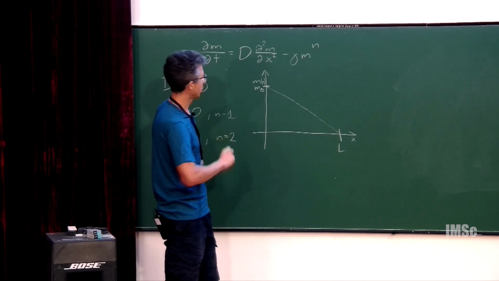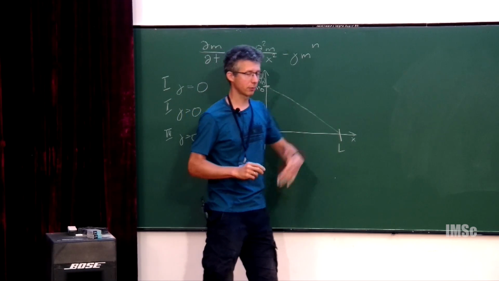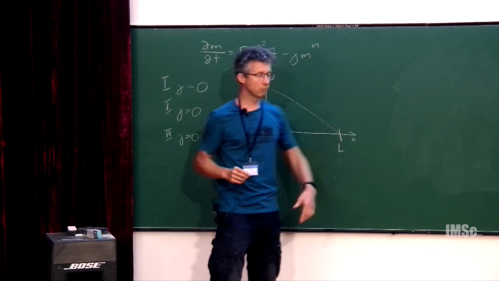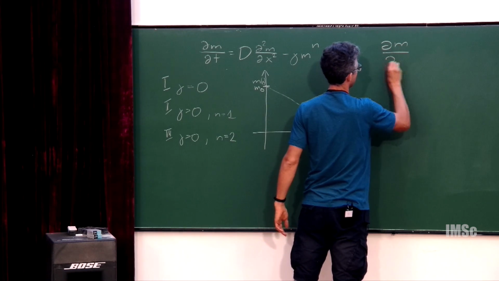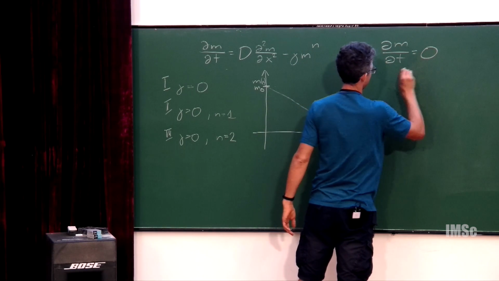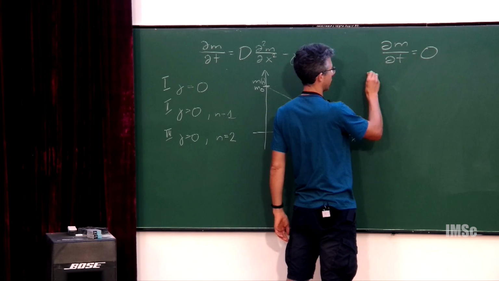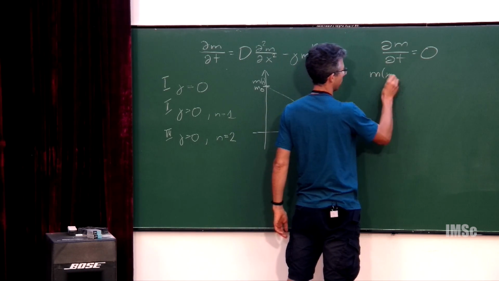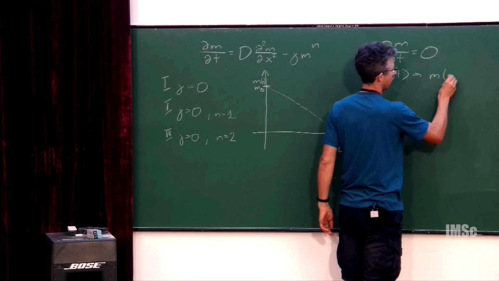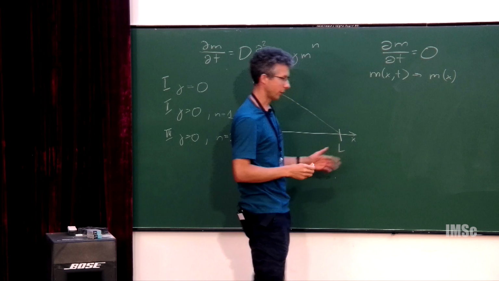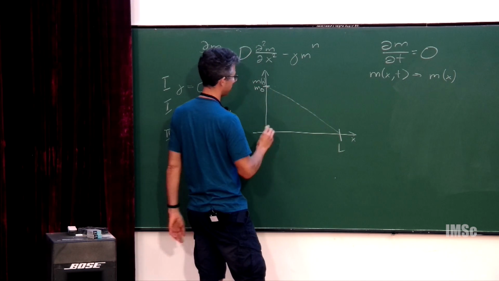So I'm not going to work with the full temporal dependence. We are interested in what happens after a long time. So after a long time, this derivative over time vanishes, so your morphogen profile is not changing. So we will solve this case, and then M, which was a function of space and time, becomes basically a function of space, the distance measured from 0 here to L here.